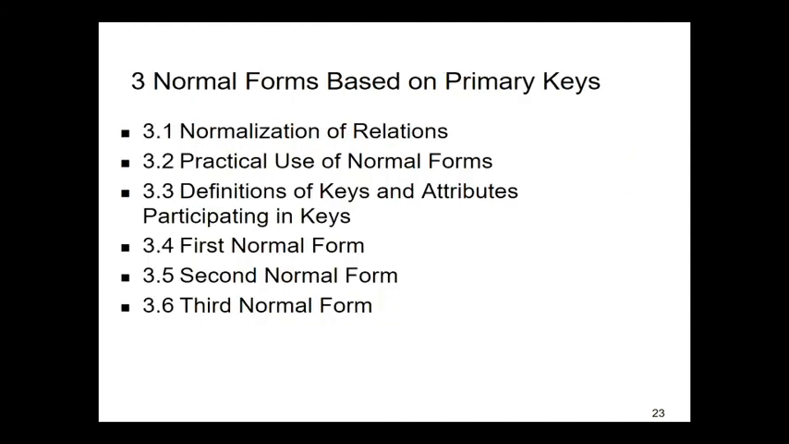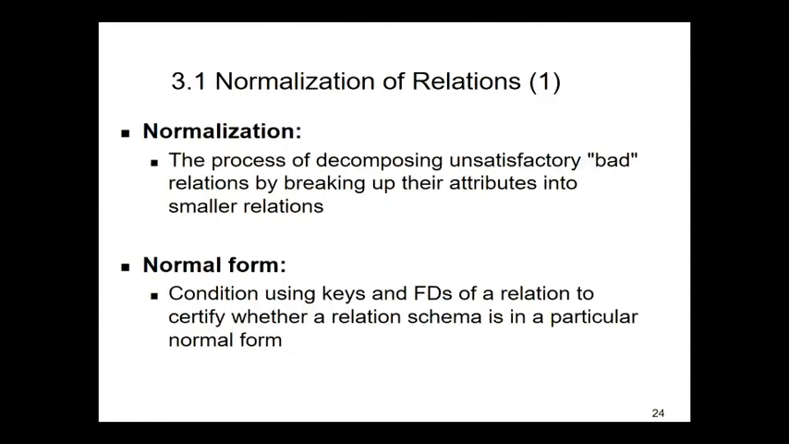All right, so the normal forms. I did put third normal form in this one correctly, not the third form. All right. So, normalization is the process of decomposing unsatisfactory bad relations by breaking them into smaller relations. So, what's the idea here? Make more of them. Okay. So, a normal form is a condition using keys and functional dependencies to certify whether a relation is in a particular normal form.